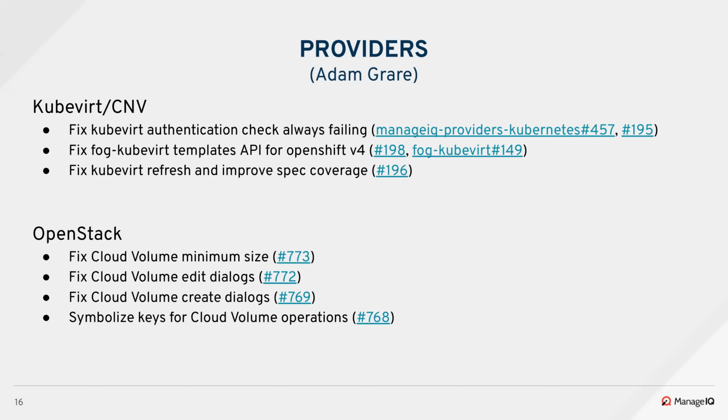For OpenStack, we fixed a number of issues with cloud volumes. The minimum size was set to 0, and if you pick 0, it would fail on the OpenStack side. So now the minimum size is 1 byte, I believe.